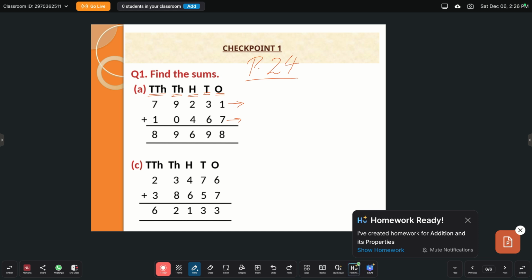Okay. Now, we will start with the ones column. What is the first addend here, beta? It is 1. What is the next addend here? It is 7. What is 1 plus 7 equal to? It's equal to 8. Very good.